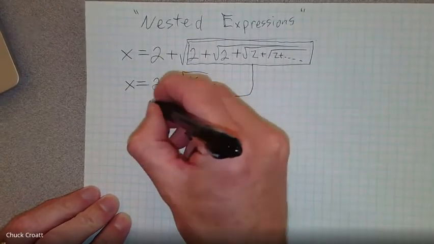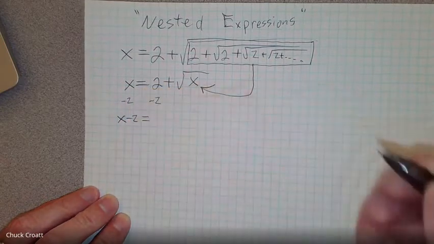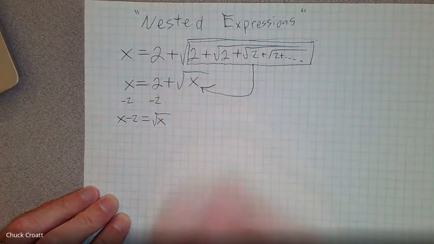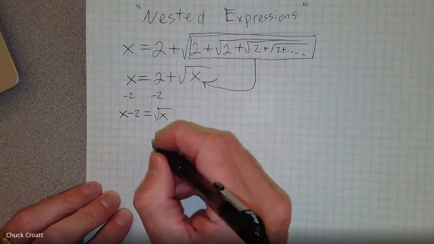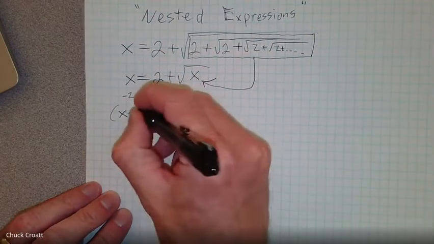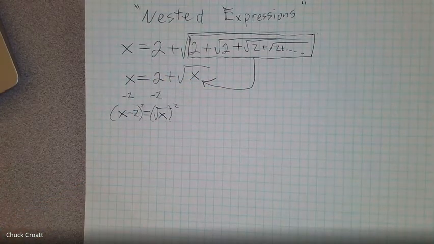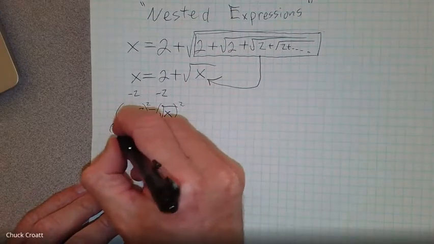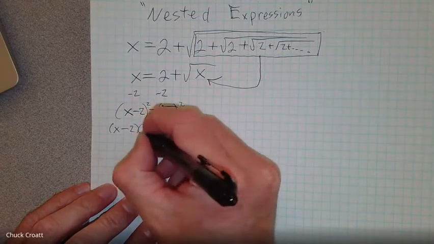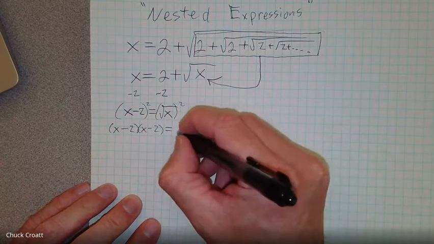I'm going to subtract 2 from both sides of this equation and get x minus 2 equals the square root of x. And then I'm going to solve that by squaring both sides of the equation. So I'll square x minus 2. Something I learned from my honors functions and trig classes on Friday is that foiling is something that some of us have forgotten how to do. x minus 2 squared is x minus 2 times x minus 2. The square root of x squared is x.